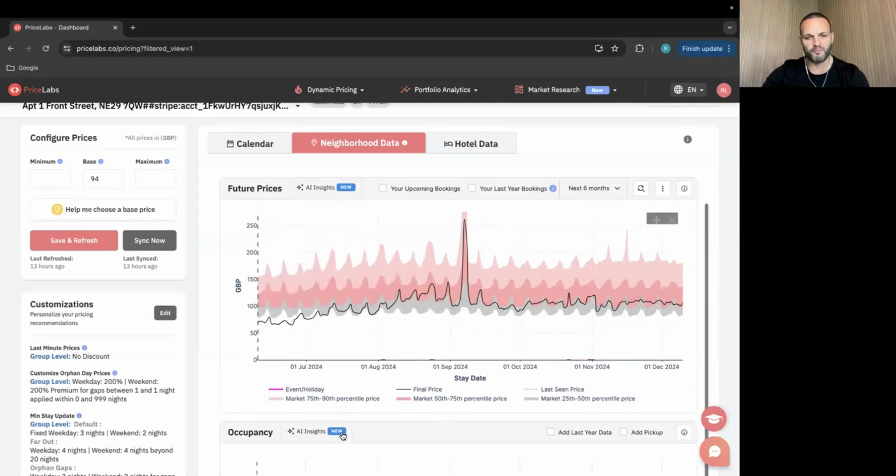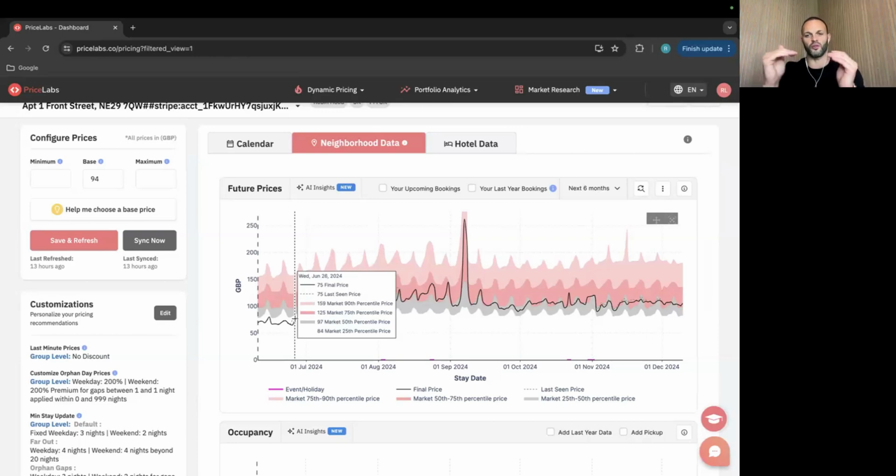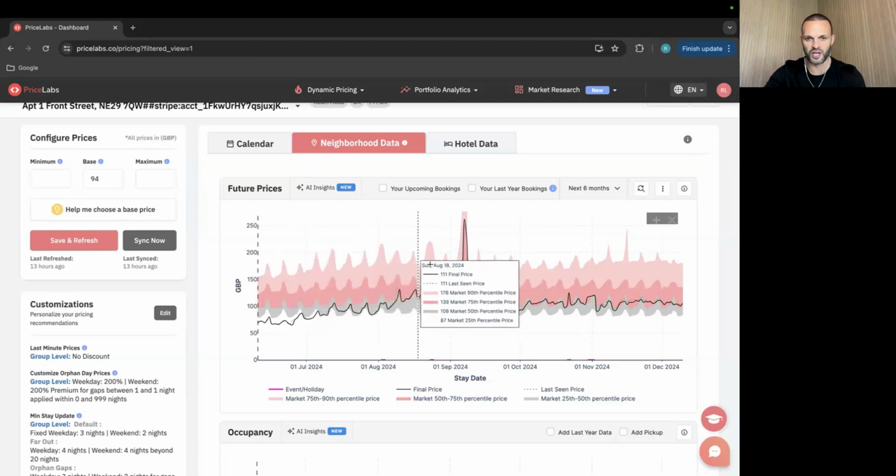As you can see here, there are many different things, but it gives you a good outline of the different types of percentiles. So you've got the 25th to 50th percentile, the 50th to 75th percentile, and the 75th to 90th percentile. Let me just explain what they are. Depending on where you're priced will depend upon what percentile you sit in. In an ideal scenario, your pricing really wants to be sitting at the higher end, 75th to 90th percentile, which is this section here at the top.